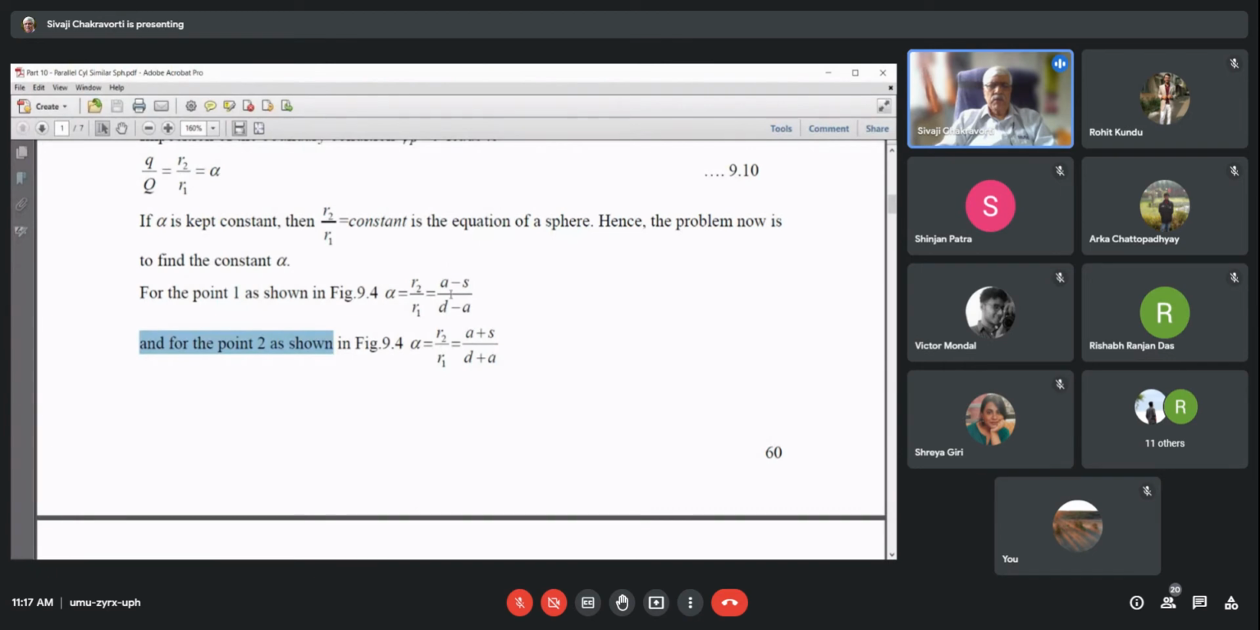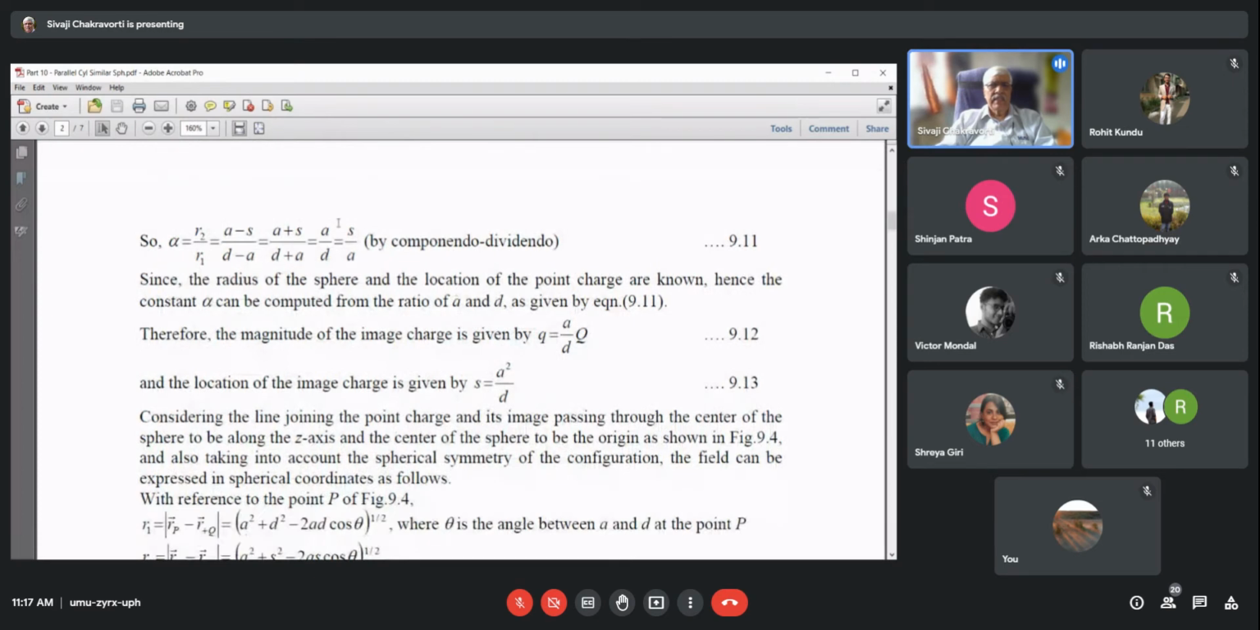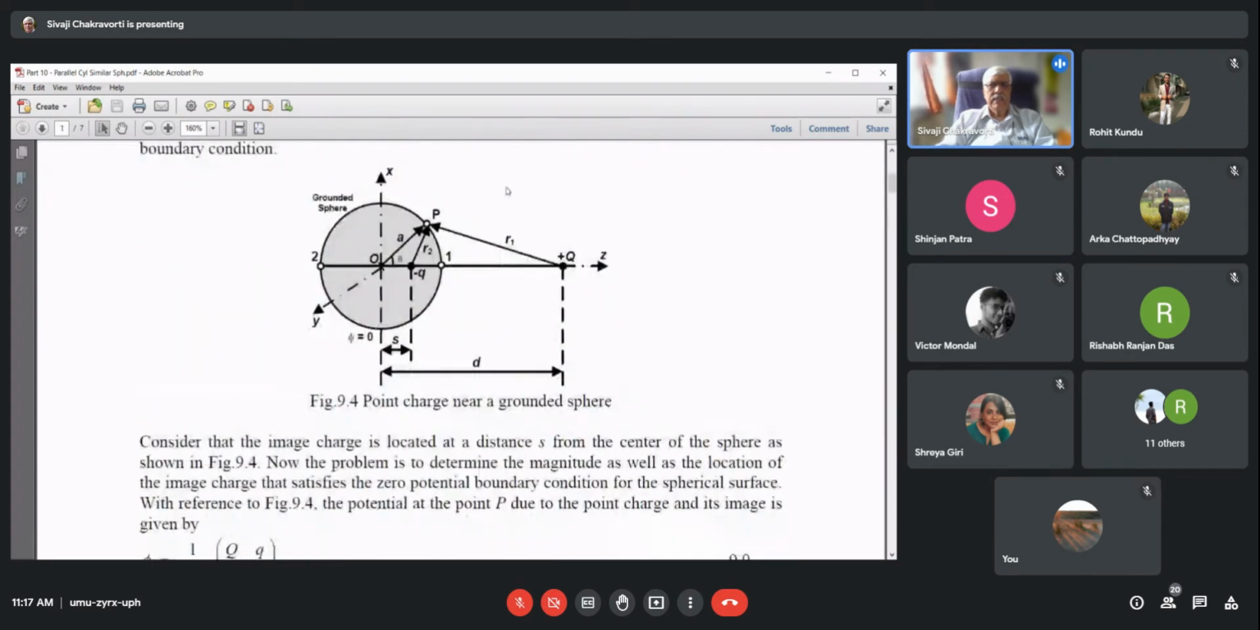But now both the points being on the surface of the sphere, this constant alpha being same, then this ratio must be same. So then we write this ratio must be same and we do componendo dividendo. And we find, very interestingly, a ratio that is A by D. That is A and D, look at it. A is the radius of the sphere. D is the distance of plus Q from the center of the sphere.